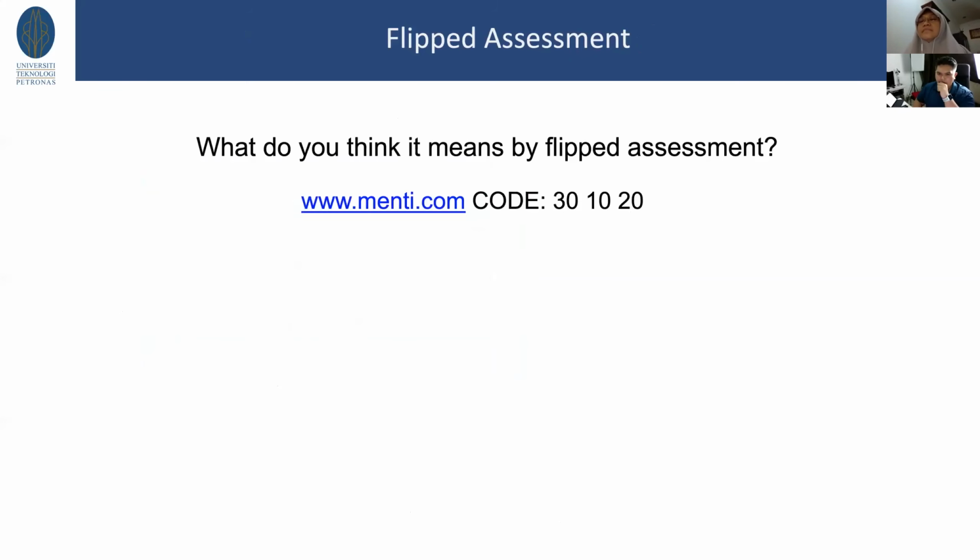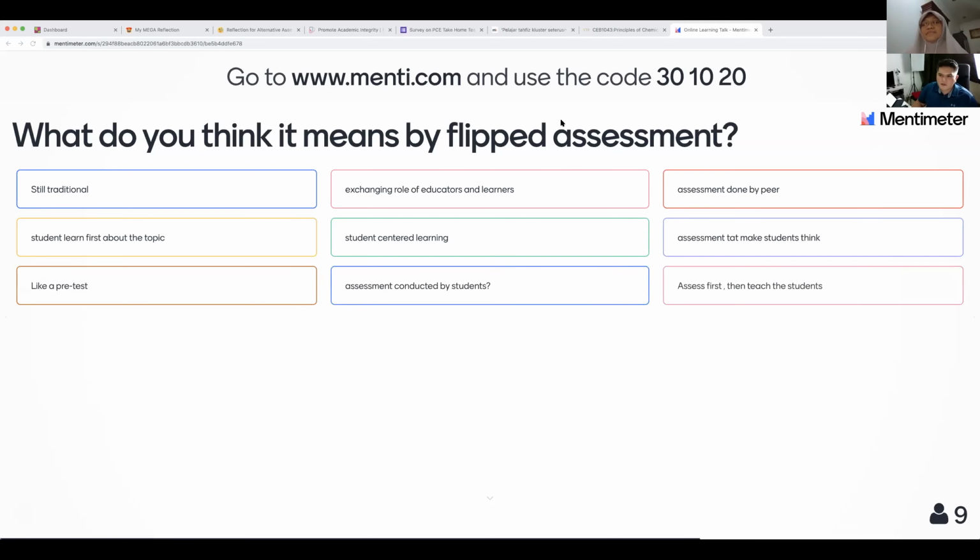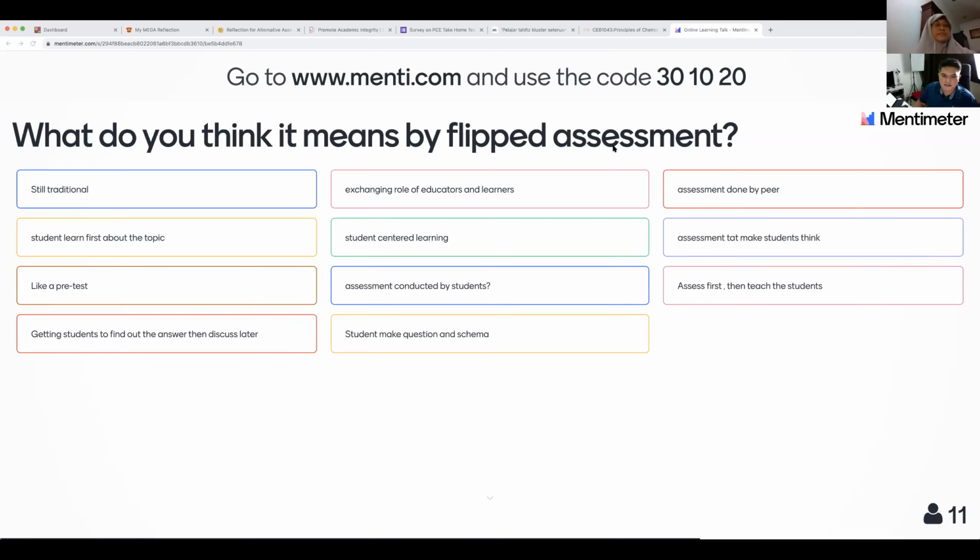So, the idea of giving flip assessment. I would like to ask you again, what do you think about flip assessment? Some assessment that makes students think, assess first then teach the students, assessment conducted by students, getting students to find out the answer then discuss later. Students make questions and schema. Students learn first about the topic.